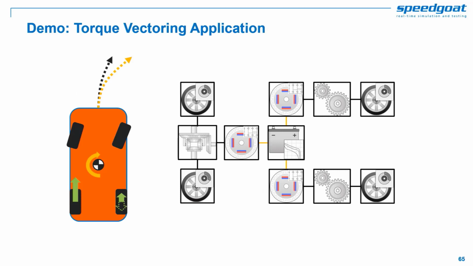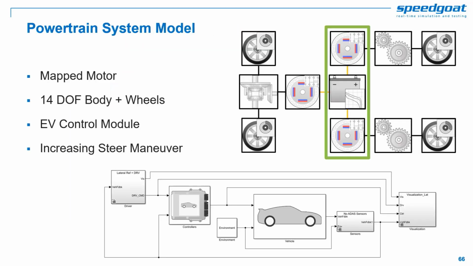To illustrate this use case, we will look at a demo of a torque vectoring application, where motors apply different, sometimes opposite, torques to left and right wheels. This requires longitudinal and lateral vehicle dynamics models. For the powertrain system model, we need mapped motors, 14 degrees of freedom body and wheels models, an electric vehicle control module, and we are going to simulate an increasing steer maneuver.